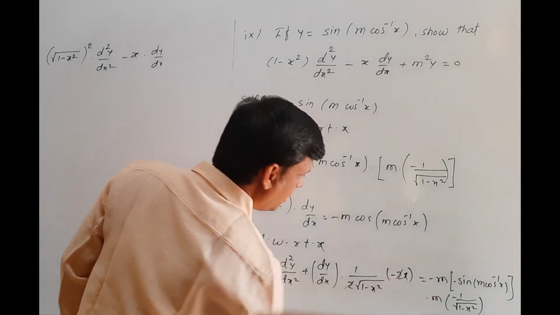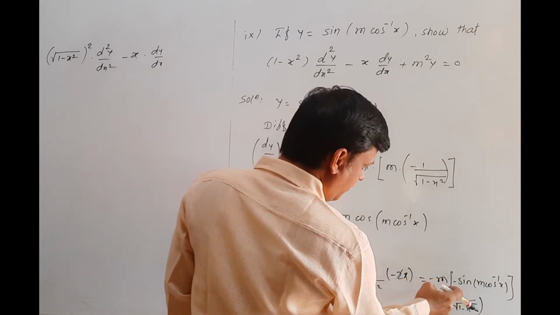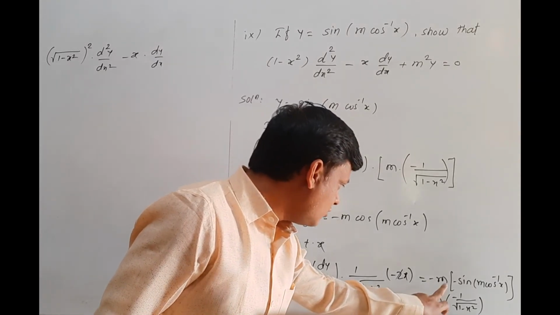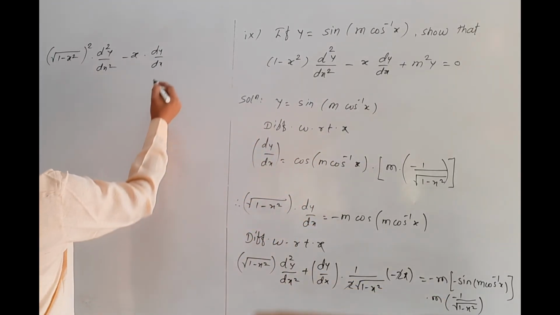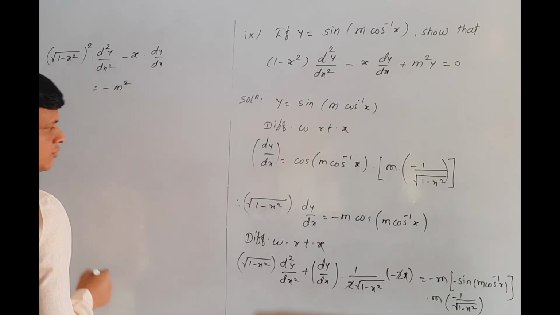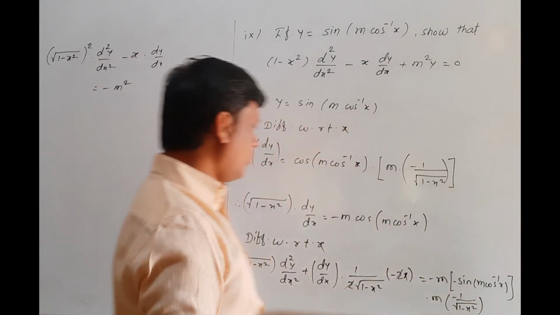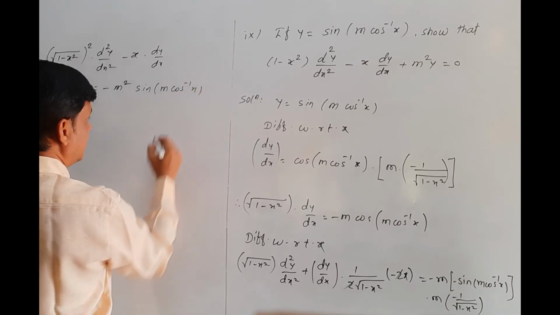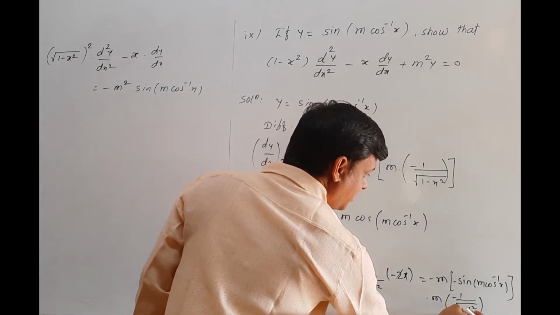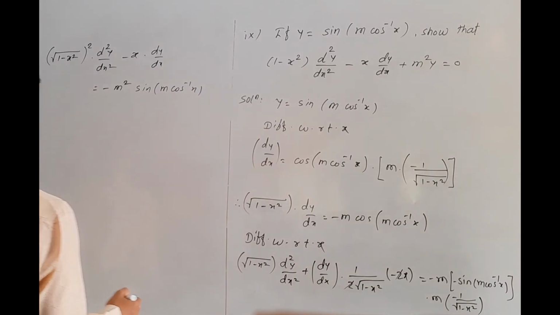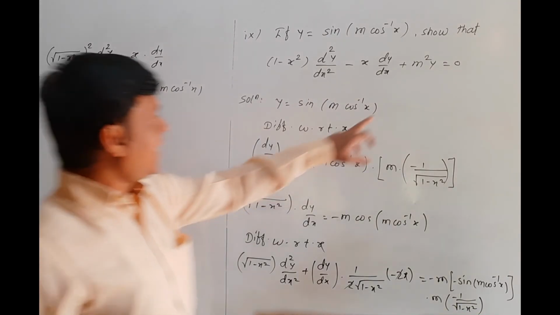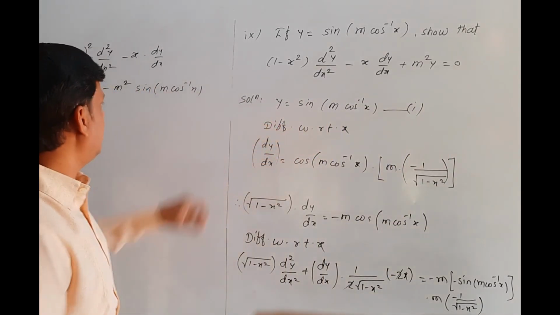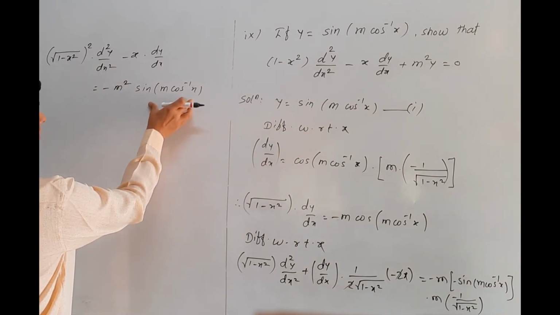Then in the right hand side, minus, minus, minus, so three times the minus sign in multiplication. So we write the minus sign. This m into m, we write m square. So we write minus m square, is equal to minus m square, then sine of m cos inverse x, and after multiplying by root 1 minus x square, this root 1 minus x square gets cancelled. So we require y here. This given value we call 1. So from this equation 1 we replace this sine of m cos inverse x as y.